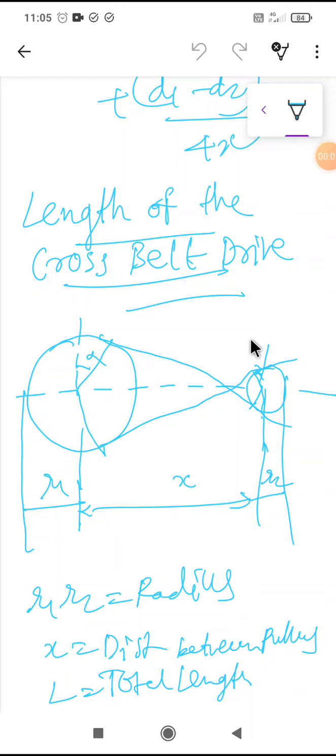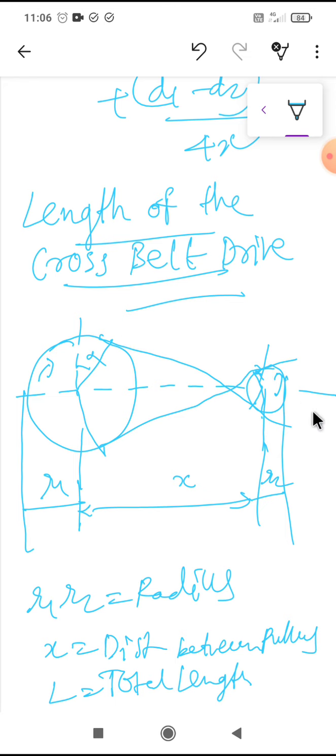Hey guys, so in the last lecture we have seen the length of open belt drive, and I've just drawn the figure for the length of cross belt drive. So today we will see the length of cross belt drive. As you can see, there is a driving pulley and this is the driven pulley. This is moving in clockwise direction, and therefore this will move in anti-clockwise direction because the belt is crossed. The objective of this cross belt drive is to reverse the direction of the driven pulley.